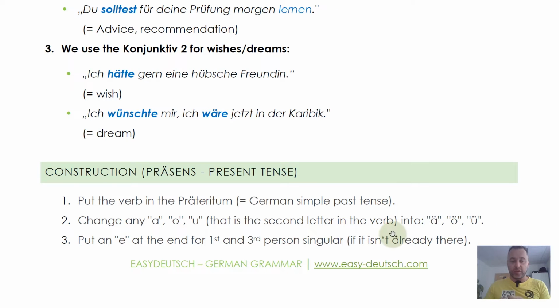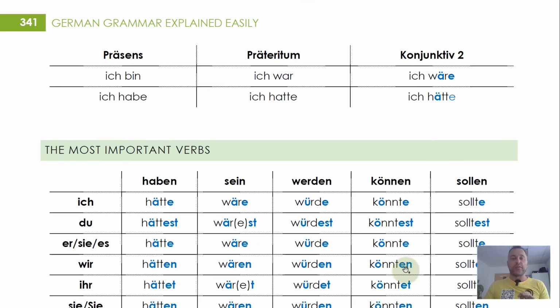So you add the dots. And you put an extra E at the end of the first and third person singular if there isn't one already. So let's have a look at a few examples just to make it clear. So we have sein here, for example, ich bin. We put it into Präteritum as ich war, and then we add dots and an E. Wäre, that's Konjunktiv 2. Haben, it's ich habe, so Präteritum ich hatte. We add the dots, but we don't add an extra E because it's here already.